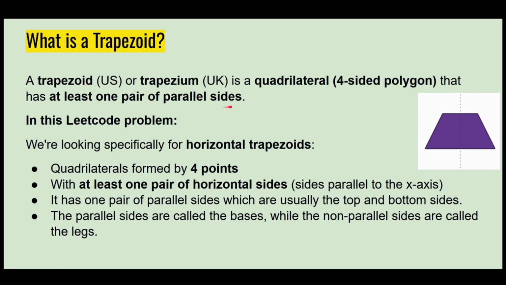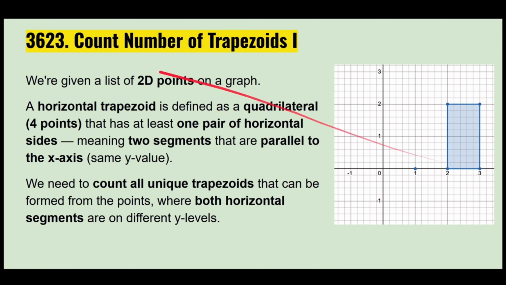Okay, so that is why it says it's a four-sided polygon that has at least one pair of parallel sides. You can pause this and understand what the statement is saying about the horizontal trapezoid. Quadrilaterals are formed by 4 points, we need 4 points to make it. It is also saying at least one pair of horizontal sides, let's suppose sides parallel to the x-axis. So let's understand the question: count number of trapezoids 1.